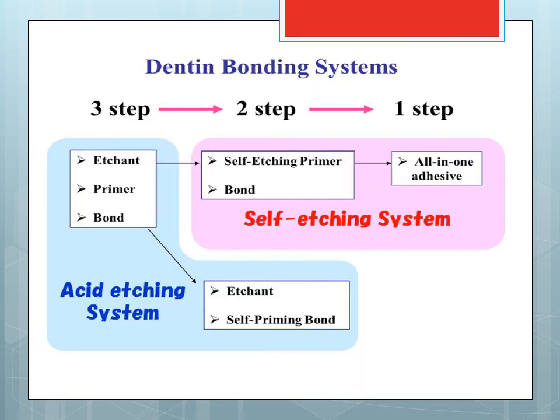So let's look at the bonding agents from this perspective. The three steps were etchant, primer, bond. Two steps were self-etching primer, and the bonding was separate. And the one step or the seventh generation were all-in-one adhesives, and these were called self-etching systems. And where we are required to do three different steps, we called it the acid etching system.